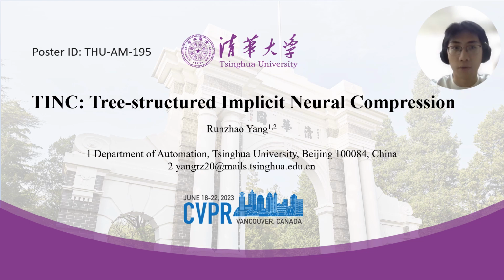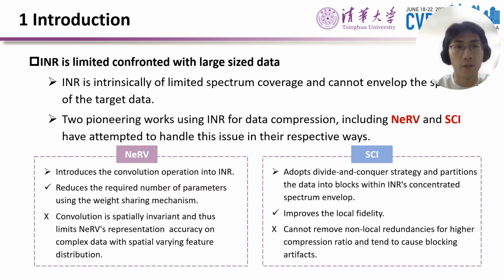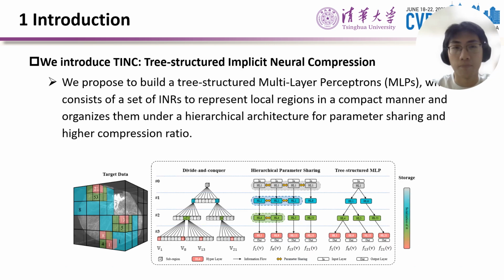I'm excited to present our work TINC, Tree-Structured Implicit Neural Compression. Implicit Neural Representation, INR, is emerging as a promising data compression technique. However, limited spectrum coverage is intrinsic to INR. Preliminary studies can only exploit either global or local correlation in the target data, and thus have limited performance.